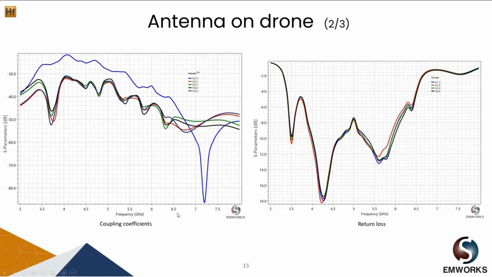So basically, we want to make sure that the antennas are well isolated so that they cannot affect each other's radiation. Looking at the coupling coefficient graph on the left, we can see that the antennas are well isolated and the coupling coefficients are less than -30 dB.